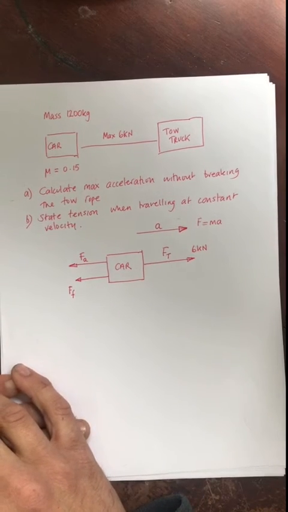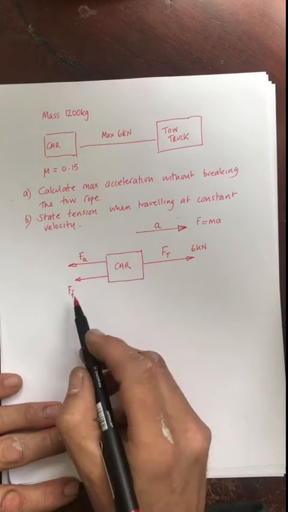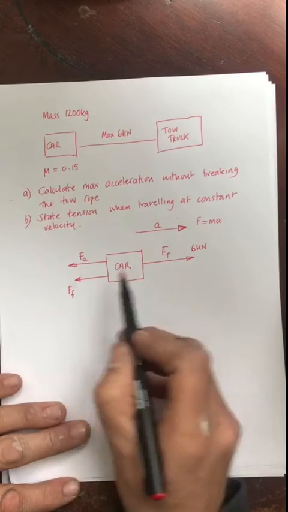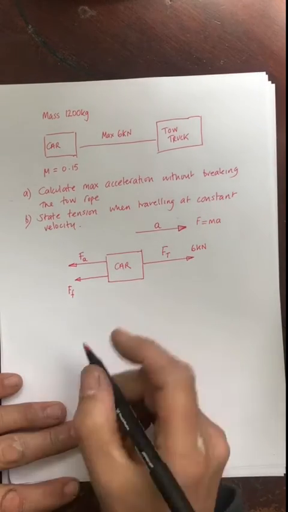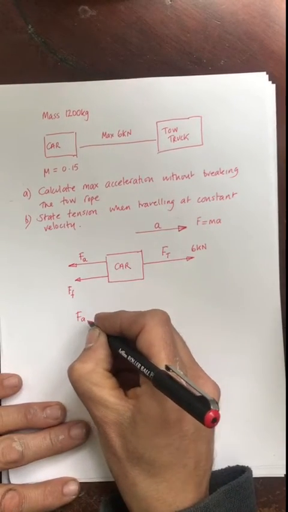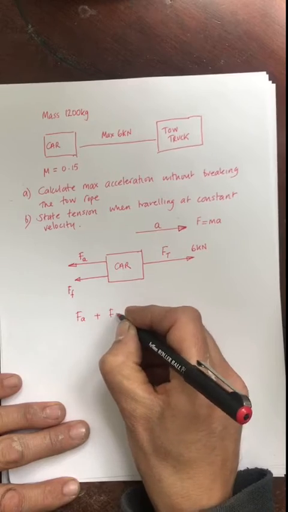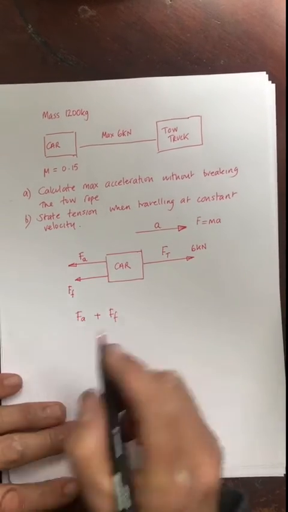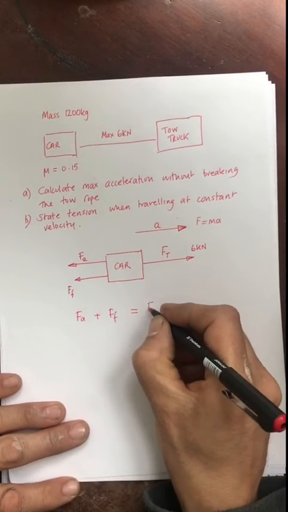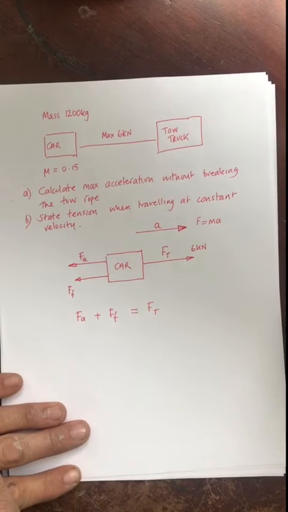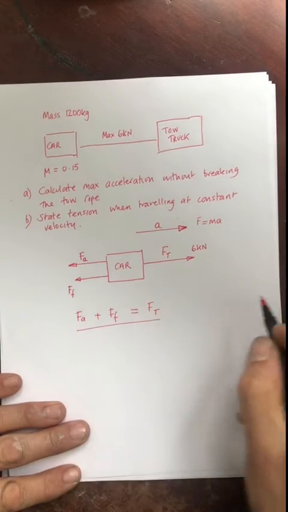The rest of it's quite straightforward, because then you can say that everything going in this direction must equal everything going in this direction. So the force that's causing the acceleration and the force that's caused by the friction is going to be equal to the force, the tension force in the rope. And that's the key thing really that you need to come to.